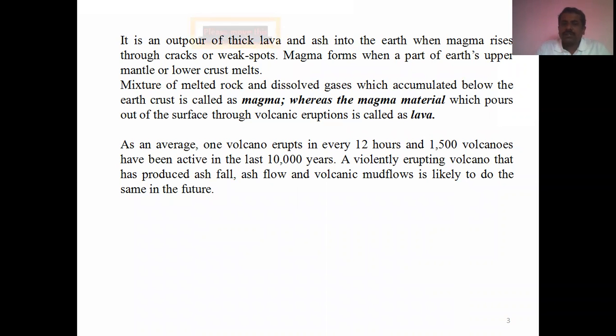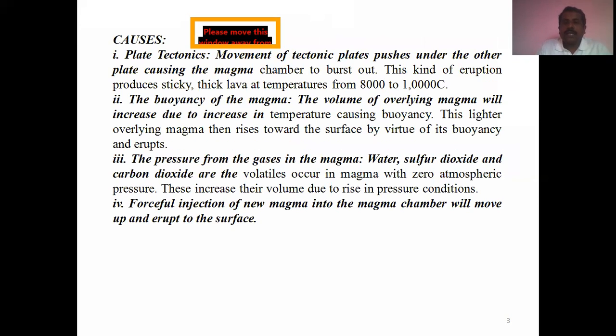On average, one volcano erupts every 12 hours, and 1,500 volcanoes have been active in the last 10,000 years. A violently erupting volcano can produce ash fall, ash flows, and volcanic mud flows, which will be there in all volcanic eruptions. So, what might be the different causes of volcanic eruptions?